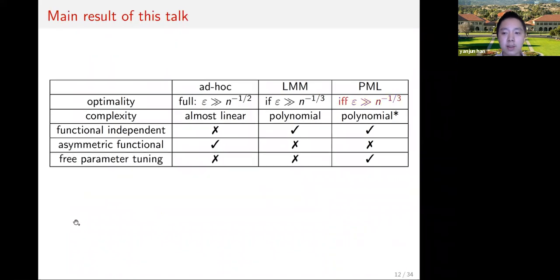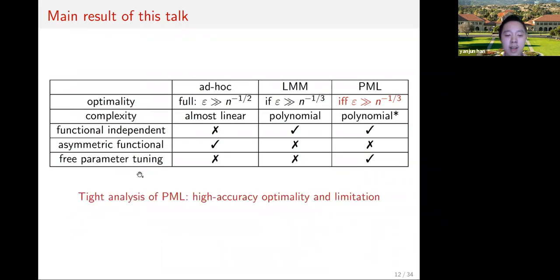And the main result of this talk is that the PML is optimal if and only if epsilon is much greater than n to the minus 1/3. So the answer is neither 1 by root n nor n to the minus 1/4, but is n to the power minus 1/3. In other words, we provide a tight analysis of PML. First, we show a high accuracy optimality of the PML, meaning that the PML remains optimal for a higher accuracy level up to n to the minus 1/3. On the other hand, we also prove a novel limitation of the PML. That is, PML will fail to be optimal when the accuracy range goes beyond that threshold.